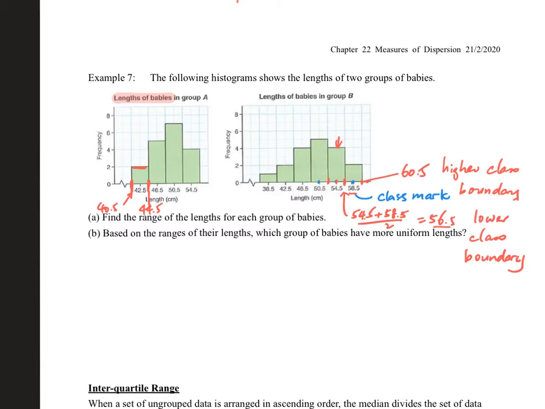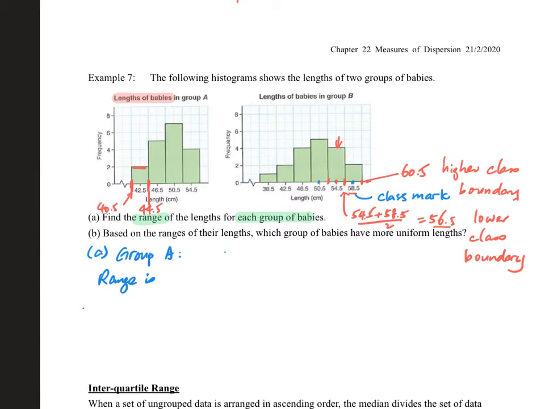Coming up next, we take a look at what exactly the question is asking about. It's finding the range of each group of babies, which means you need to find them one by one. Let's look at group A first. What is the range? This time, because you don't see individual data, you can't see the smallest value or the largest value, because the data are grouped.